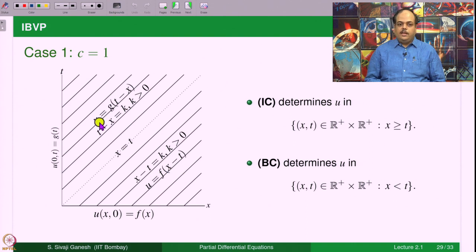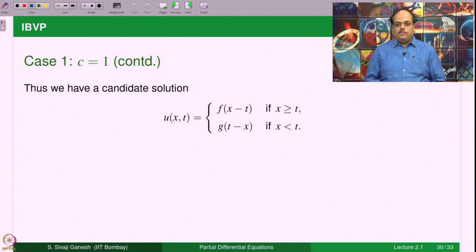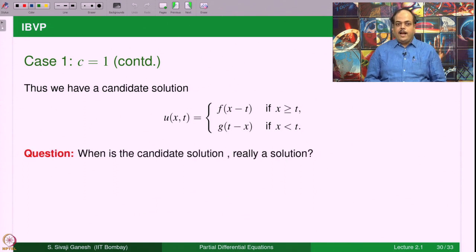Now, what about the line x equal to t, what will happen? So, let us write the formula, this is the formula that we said. Now, if this has to be a solution, it has to be differentiable. The first question is, is it differentiable? So, this is a candidate solution, because we have derived a certain possible formula for the solution. That is why we propose a candidate, and we need to verify that it is indeed a solution.